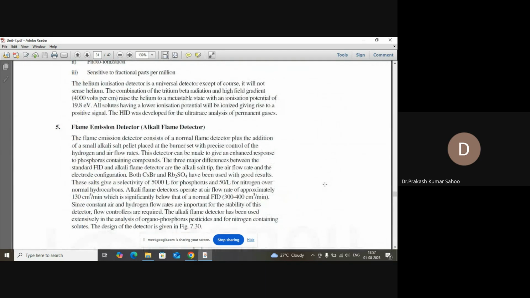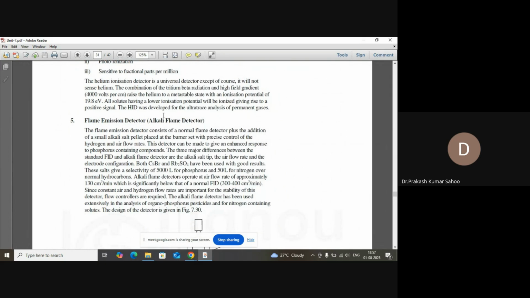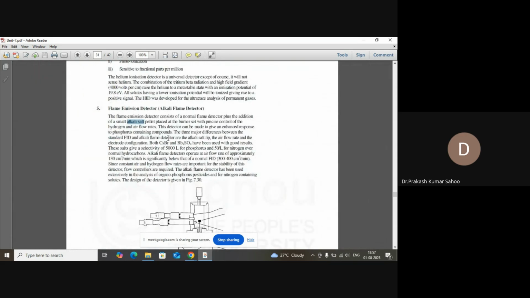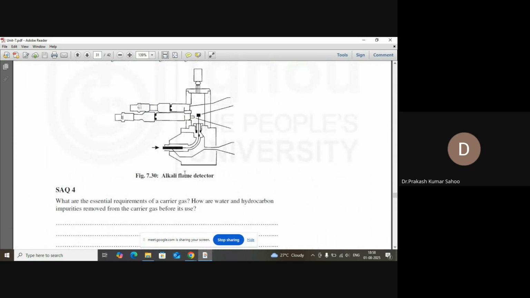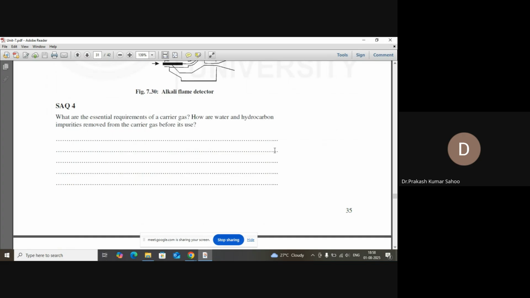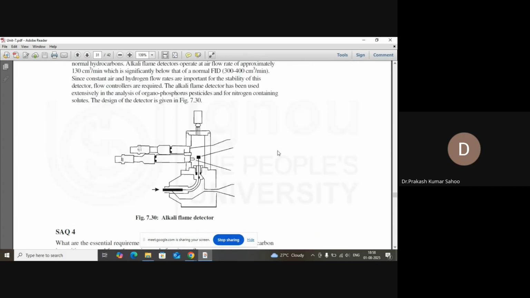As it is the alkali flame detector, alkali means it is a type of base. The flame emission detector consists of a normal flame detector plus the addition of a small alkali salt. Here it is given as alkali salt pellets, maybe sodium hydroxide, and accordingly the detection is made. So this is the alkali flame detector, in which all the construction is the same, only the detector is different.